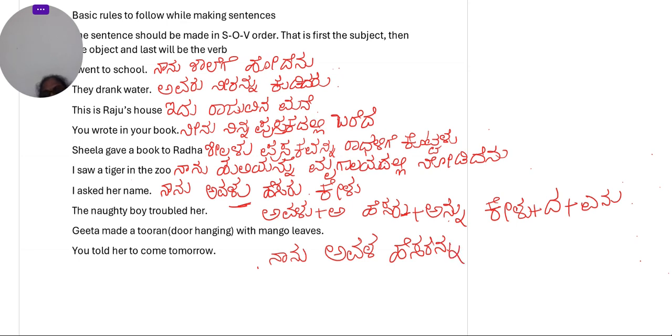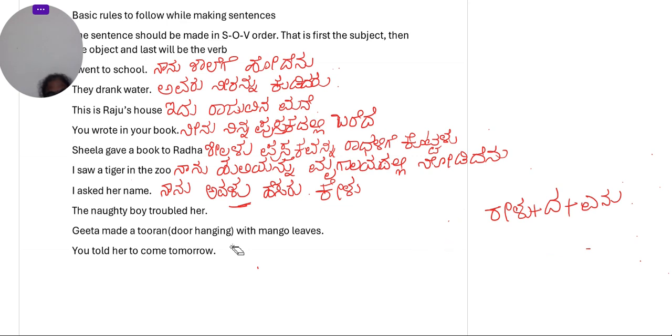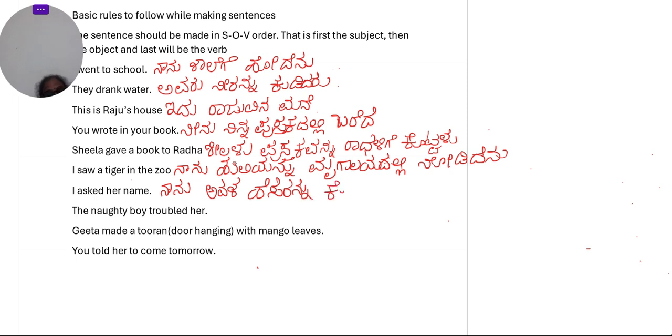And then Kelidenu. So Nanu Avala Hesarannu Kelidenu. That is how we got the sentence. Now let me write the sentence here. So it will become Nanu Avala and Hesaru becomes Hesarannu. Kelidenu.